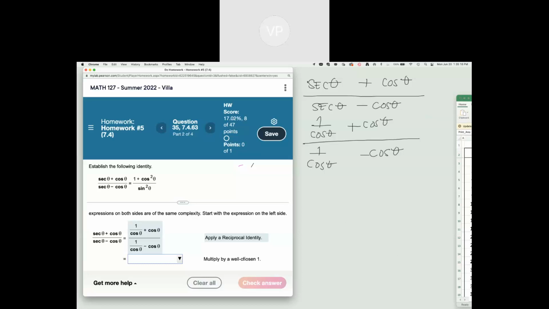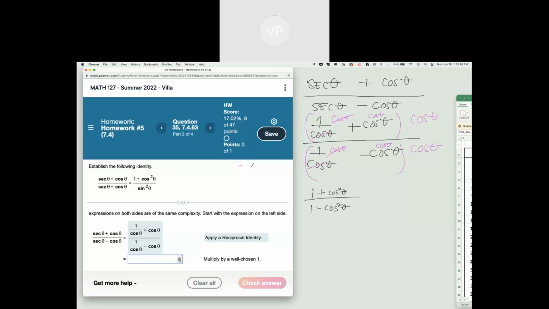So think of, what am I trying to get rid of? That's usually what you're going to multiply by. And in this case, I want to get rid of those little denominators. So I multiply top and bottom by cosine. So this gets a cosine. This gets a cosine, but it doesn't cancel. This gets a cosine, which cancels, and this gets one. And ultimately, we get a 1 plus cosine square theta all over a 1 minus cosine square theta.